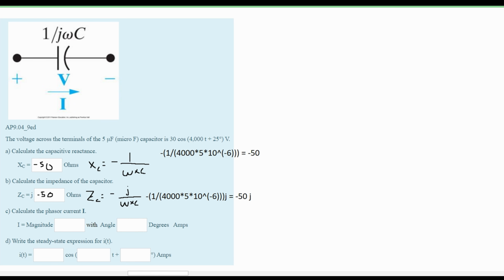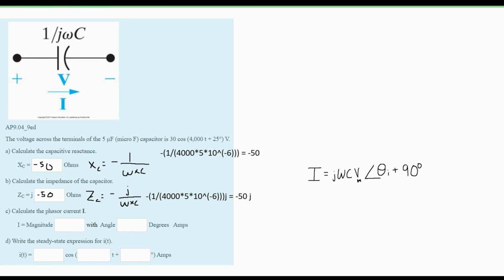Now we're going to look at part C, where we need to calculate the phasor current I. For this, we are going to use this formula. It can also be found linked in the description below the like button, and it is that our current is equal to j times our omega times our capacitance times our voltage. This should be V max, not just voltage. And then we have our angle, our theta plus 90 degrees.